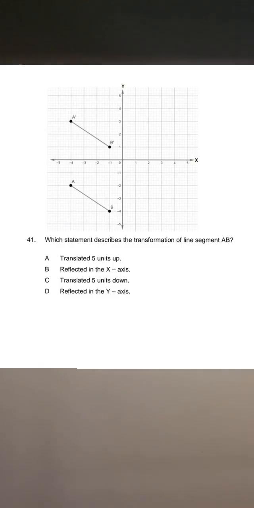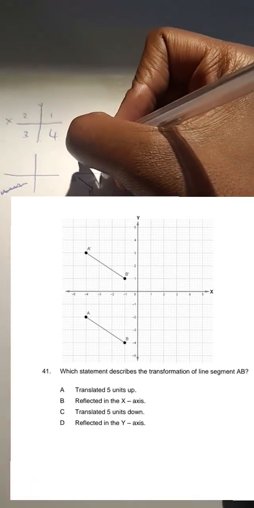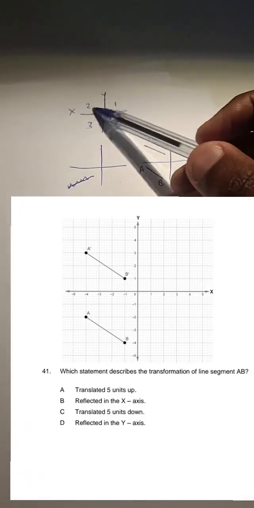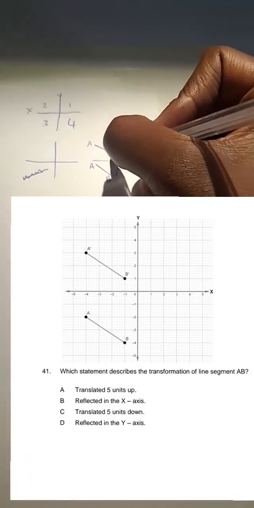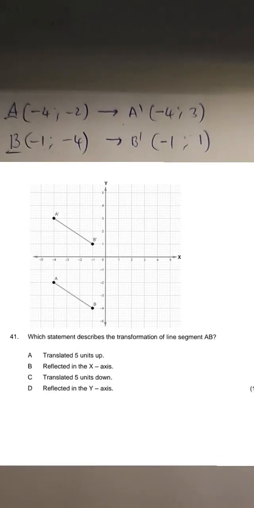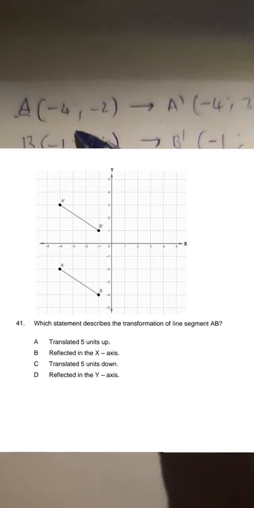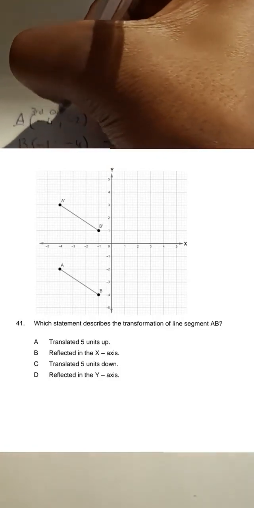So which statement describes the transformation? They want you to explain what happened to the line segment that is in the third quadrant now that it has become the line segment in the second quadrant. Remember, this is the second quadrant. Now AB is here. So what we do is we go to the diagram and we try to identify the points of the line segment first in the third quadrant.